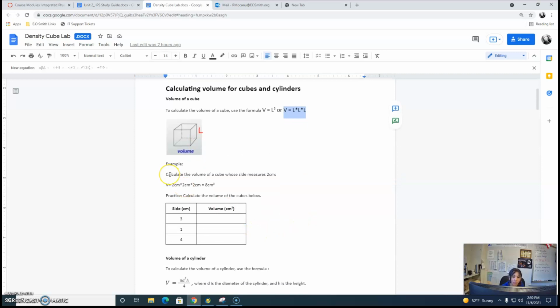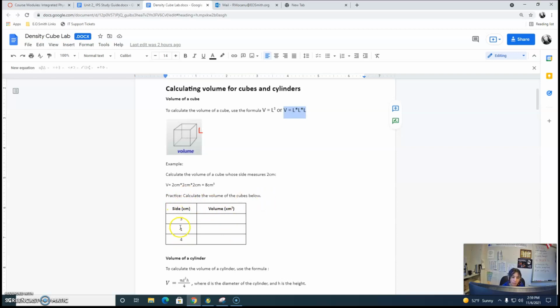So for example, if I wanted to calculate the volume of a cube whose side measures 2 centimeters, simply all I would do is take this formula, V equals L cubed, and I would take V equals, in this case, my side is 2 centimeters, so it's 2 centimeters times 2 centimeters times 2 centimeters, which gives me 8 centimeters cubed.